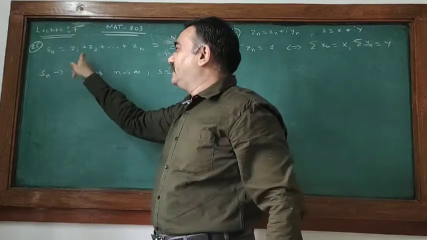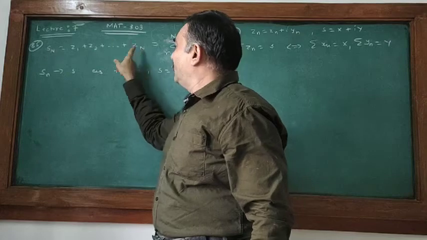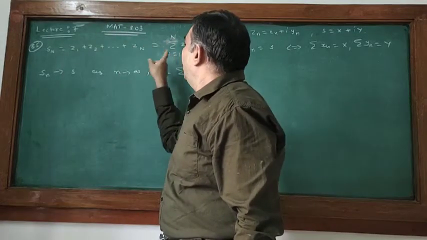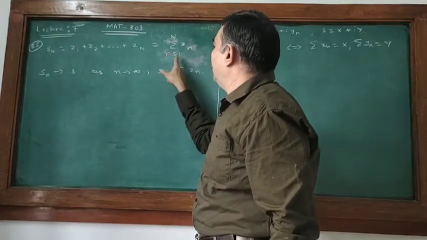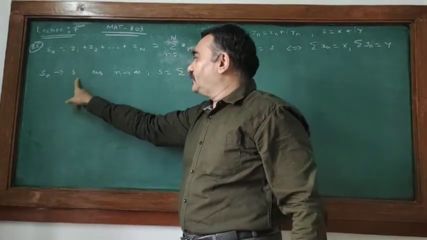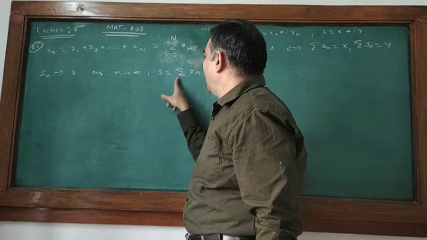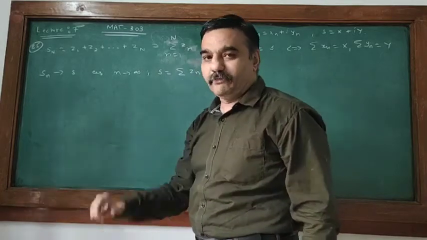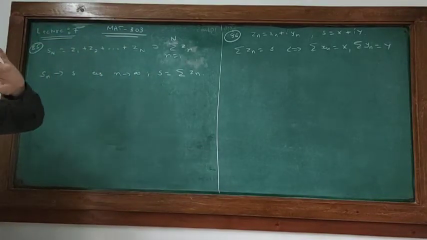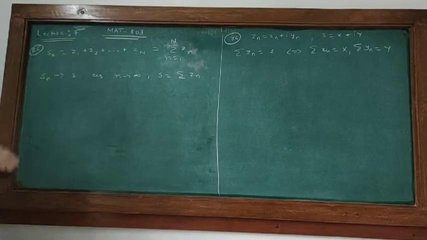Now I define the partial sum: z1 plus z2 up to z capital N, and we denote it by capital S_N. This is the sum of Zn, n running from 1 to capital N. We say that S_N converges to S as n tends to infinity, where S is equal to the sum of Zn, n running from 1 to infinity. This is a symbol. This is just to recall the definitions of the sum of terms of a sequence, that is a series, as you learned in previous years.